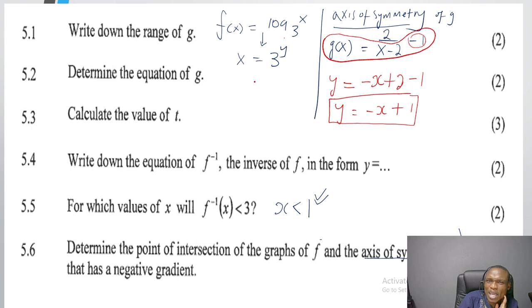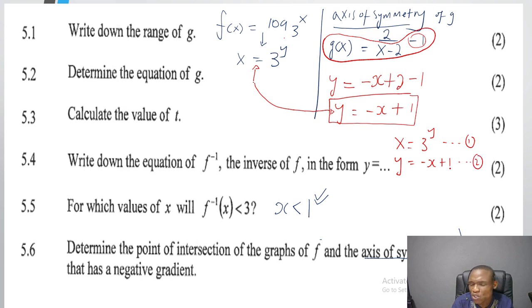So they want to know, where does x equals 3 to the exponent y and y equals negative x plus 1 meet? What is their point of intersection? So now you can solve this simultaneously as well. If you can't equate the two equations, you can solve them simultaneously. You can say x equals 3 to the exponent y is equation 1. y equals negative x plus 1 is equation 2.